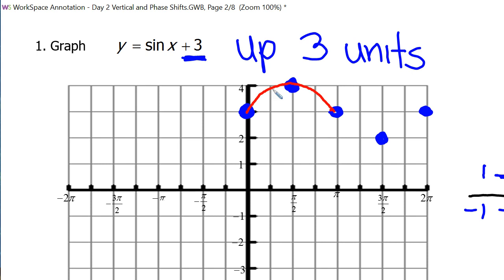Now I need to complete one more cycle. So over here at negative 2 pi, it starts at 3, it ends at 3, halfway it's also at 3. At negative 3 pi over 2, it bumps up 1 unit, and at negative pi over 2, it bumps down 1 unit.